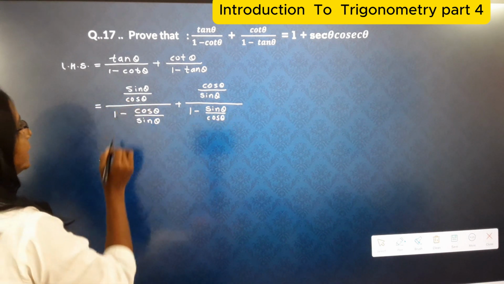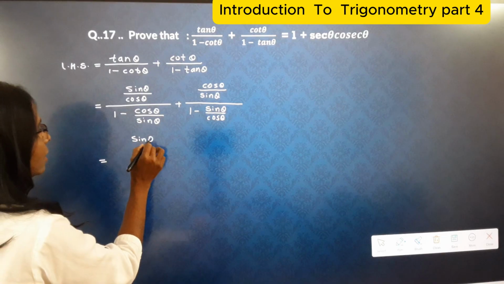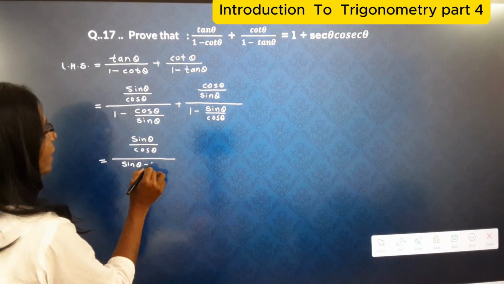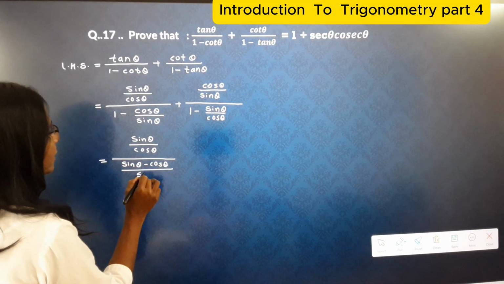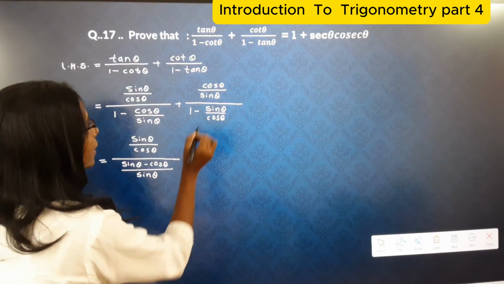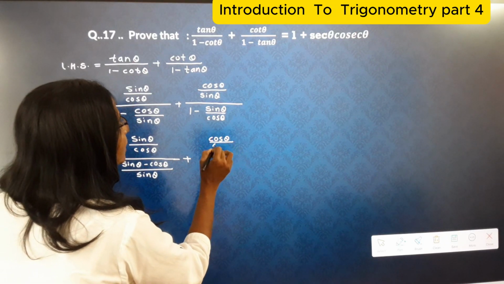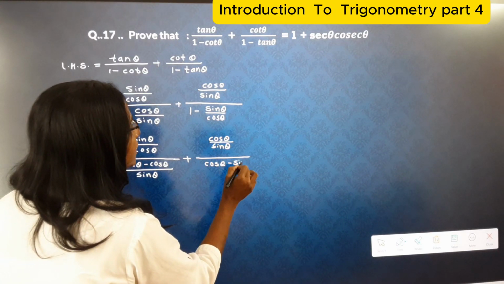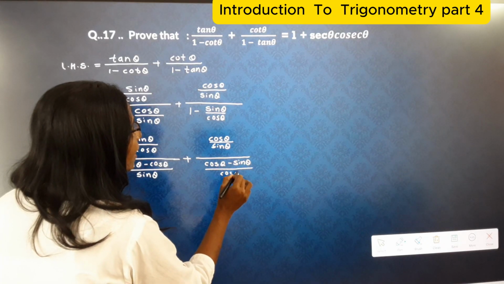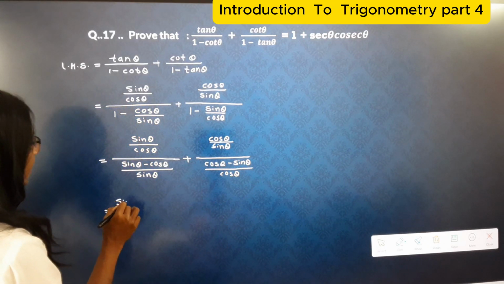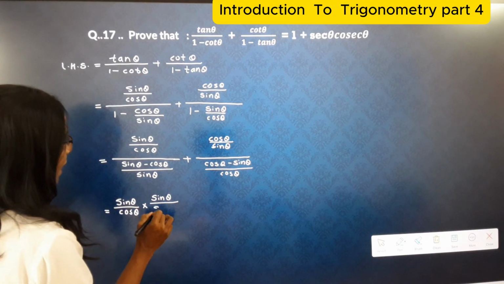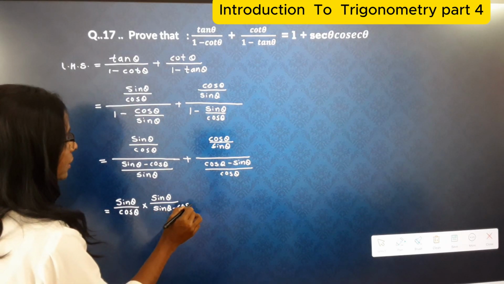Now we simplify this: sin theta upon cos theta divided by, after cross multiplying, sin theta minus cos theta upon sin theta, plus cos theta upon sin theta divided by, after cross multiplying, cos theta minus sin theta upon cos theta. Students, write the numerator first: sin theta upon cos theta, and the reciprocal of the denominator, so sin theta upon sin theta minus cos theta.